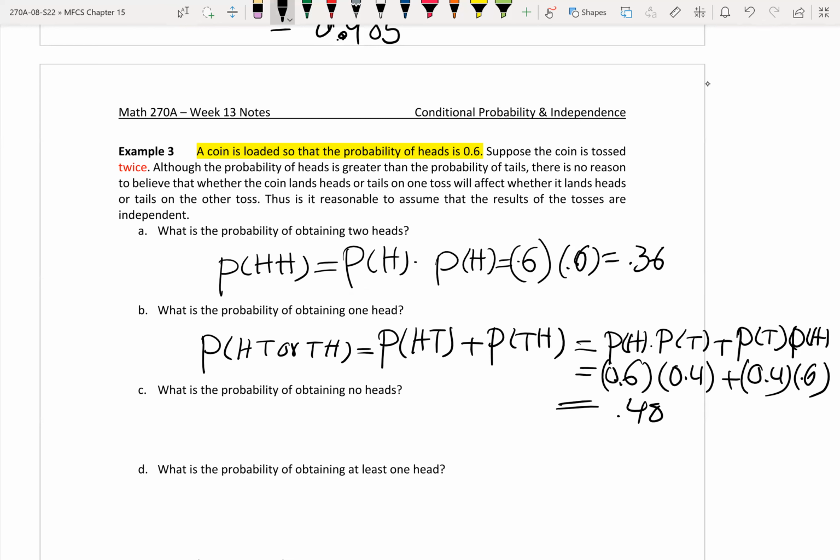Okay. What is the probability of 2 heads and what's the probability of at least 1 head? 2 heads and 1 head. At least 1 head.